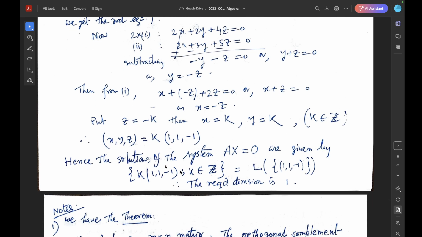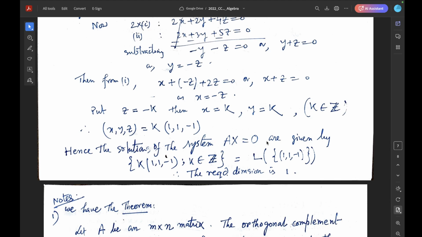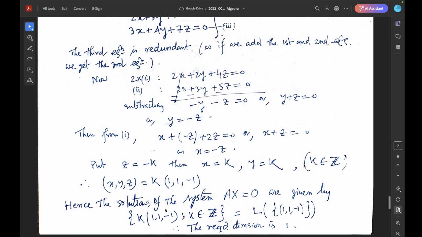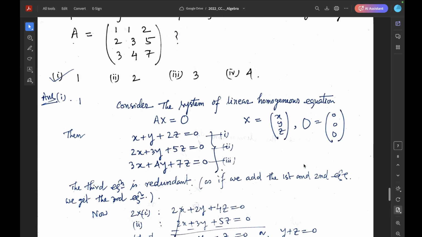Hence the solutions of the system Ax = 0 are given by k(1, 1, -1), where k belongs to Z, that is, the linear span of the singleton set {(1, 1, -1)}. So the dimension is 1.